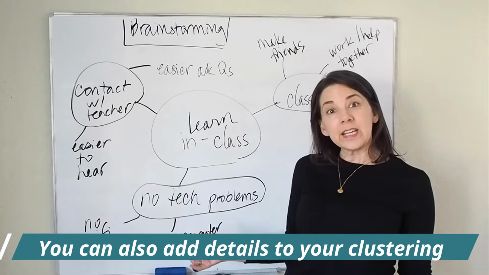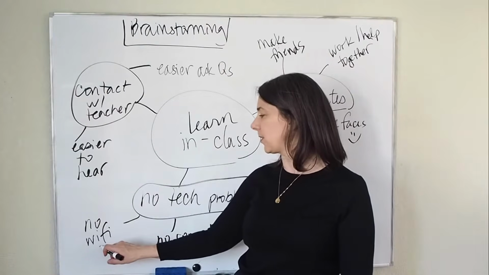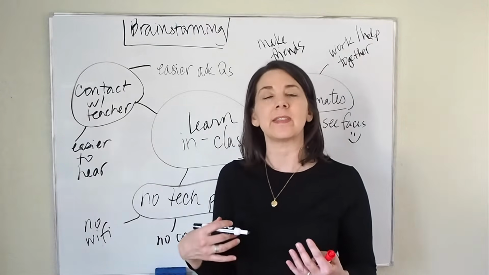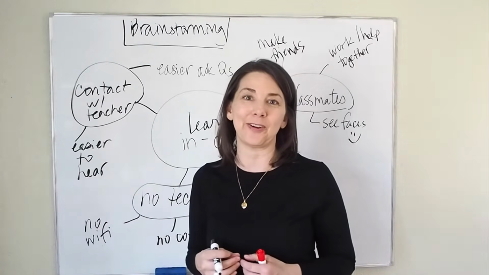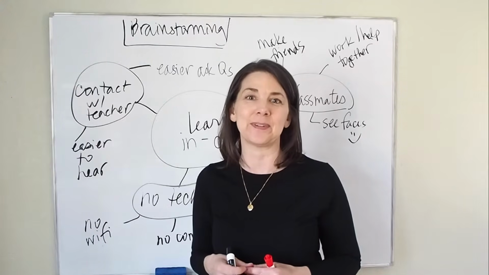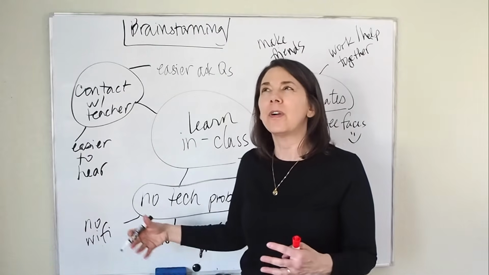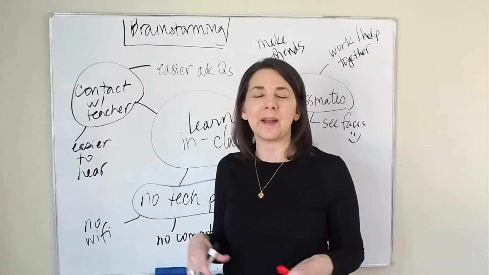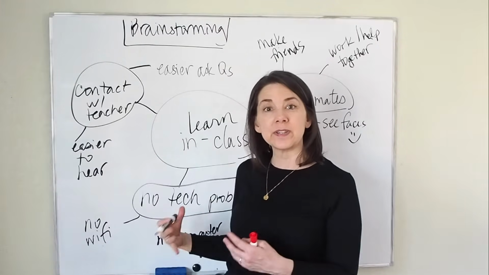Now over here I could even start to branch off into some details or examples. So over here for no Wi-Fi, I might mention that when I learn in class, I don't have to worry about my teacher's Wi-Fi going down, which sometimes happens. Or I can say that I don't have to worry about my own Wi-Fi, or I don't have to worry about upgrading my computer equipment. So I can start to go into some more details.